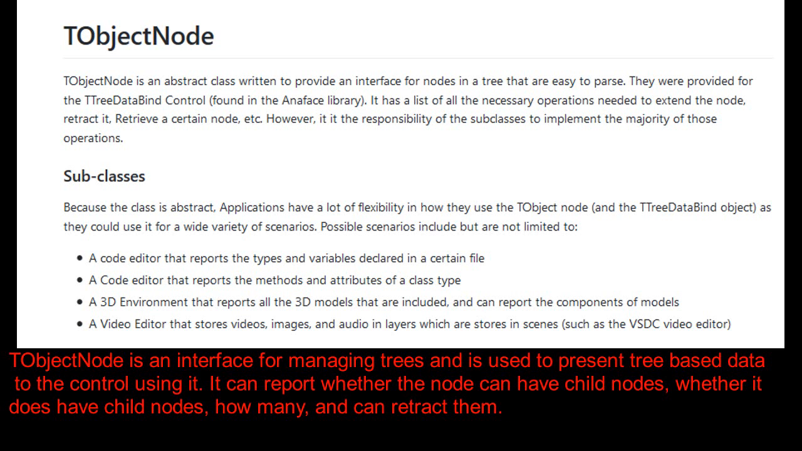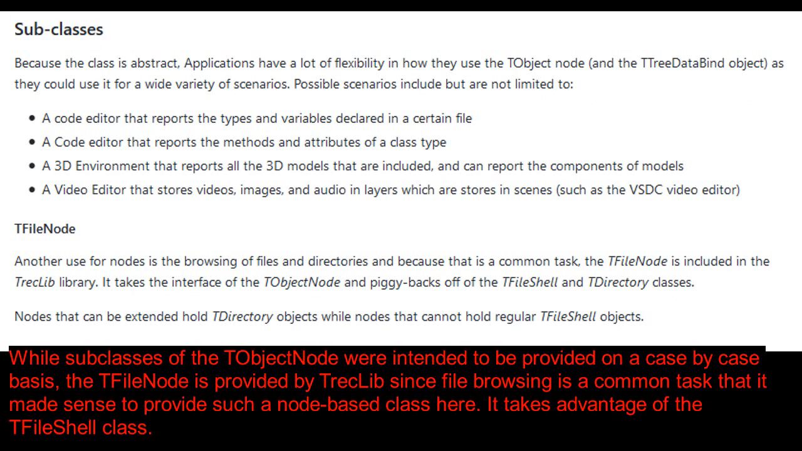The TObject node is an interface for managing trees and is used to present tree-based data to the control using it. It can report whether the node can have child nodes, whether it does have child nodes, how many, and can retract them. While subclasses of the TObject node were intended to be provided on a case-by-case basis, the TFile node is provided by the TrecLib library. Since file browsing is a common task, it made sense to provide a node-based class here. It takes advantage of the TFile shell class.